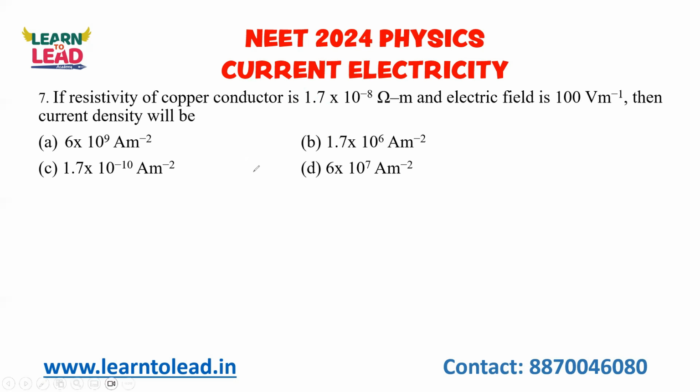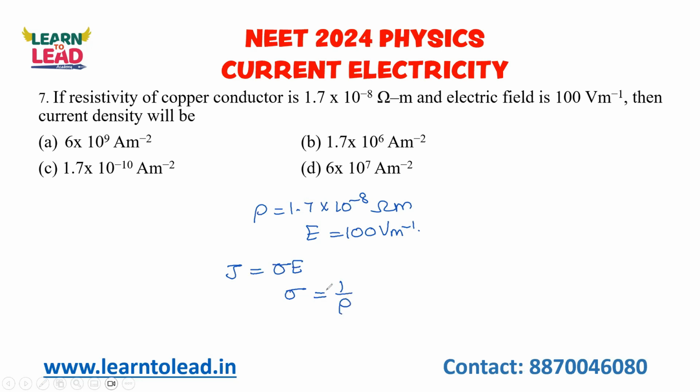Then the resistivity of the copper conductor, they have given it as 1.7 into 10 to the power minus 8 ohm meter, and the electric field is 100 volt per meter. Then what is the current density they are asking? The formula for current density is J is equal to sigma into E. And sigma is nothing but conductivity, right? Sigma is equal to 1 by resistivity. So the inverse of resistivity is nothing but conductivity. So 1 by 1.7 into 10 to the power minus 8 ohm meter.